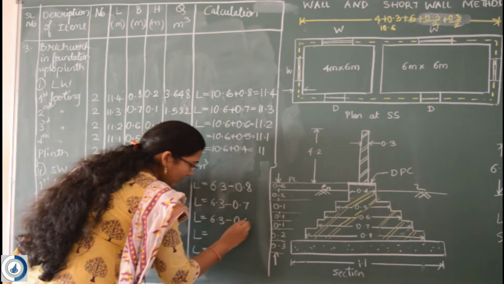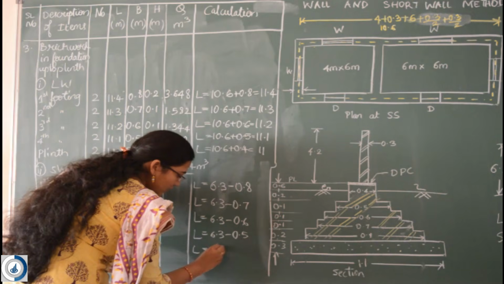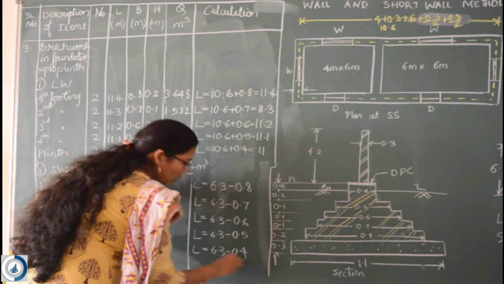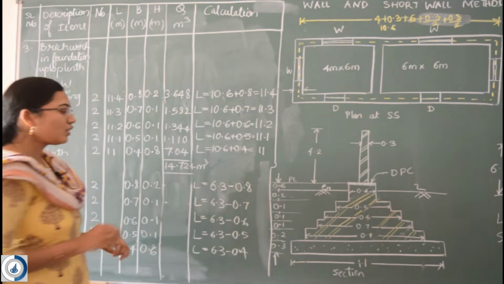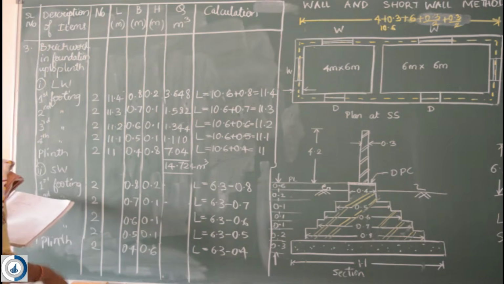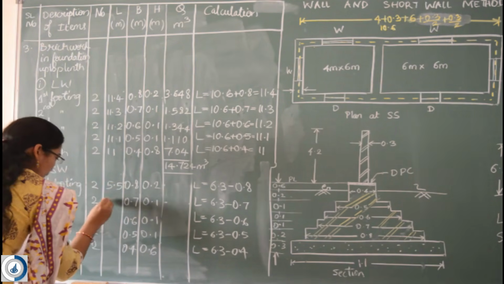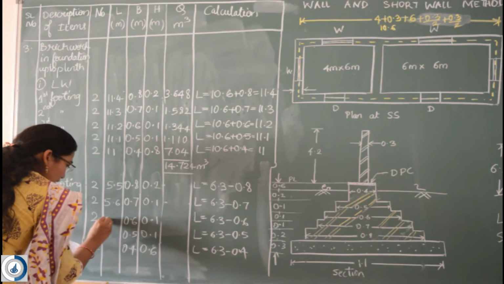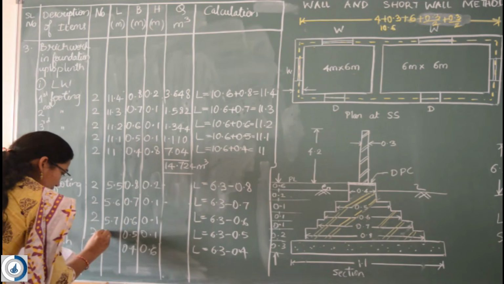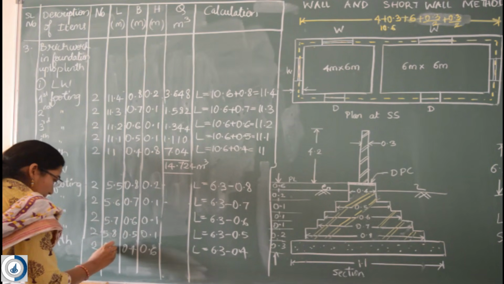6.3 minus 0.6. 6.3 minus 0.5. 6.3 minus 0.4. So we have to calculate all these. So when I do 6.3 minus 0.8, I'll be getting 5.5. Then next 5.6, 5.7, 5.8 and lastly 5.9.